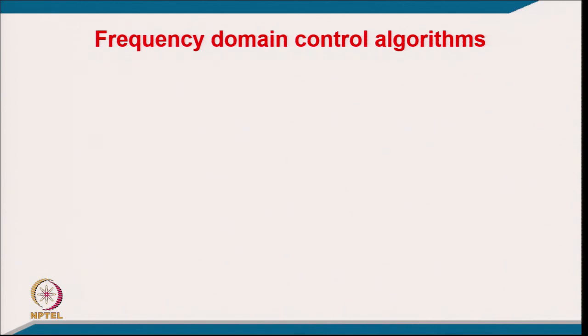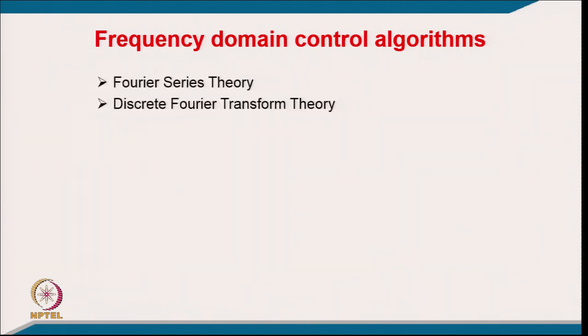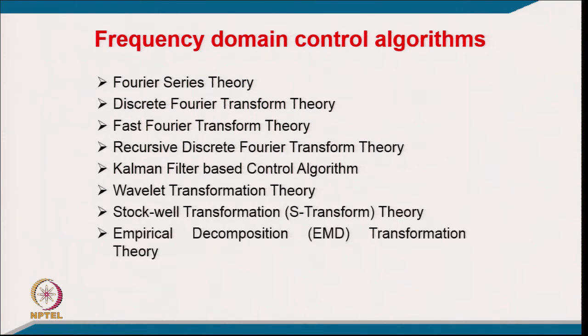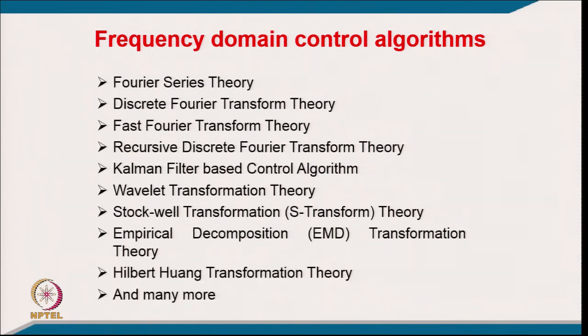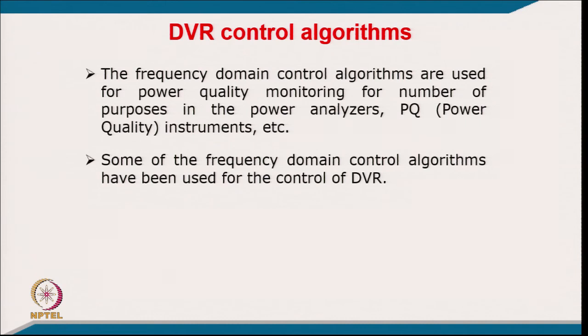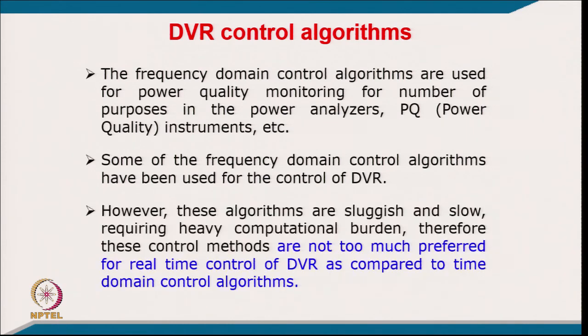Similarly, we have frequency domain control algorithms also, like Fourier series theory, discrete Fourier transform theory, fast Fourier transform theory, recursive discrete theory, Kalman filter based control algorithm, wavelet transform based, Stockwell transformation based theory, empirical mode decomposition theory, Hilbert Huang transformation based theory and many more. So, these are frequency based. Of course, they are slow, but people have modified them because now very fast processors are available, so we can implement these also in the control. Coming to DVR control algorithms, the frequency domain algorithms are used for power quality monitoring and a number of purposes in power analyzers, power quality instruments etc. Some of the frequency domain control algorithms have been used for the control of the DVR.